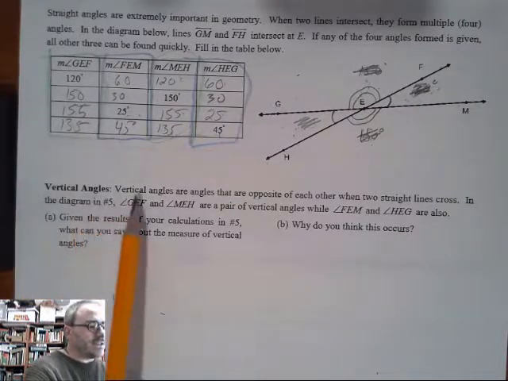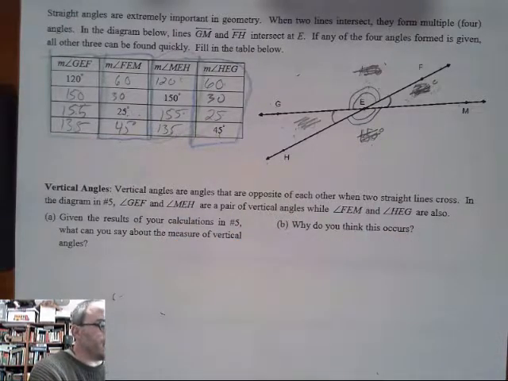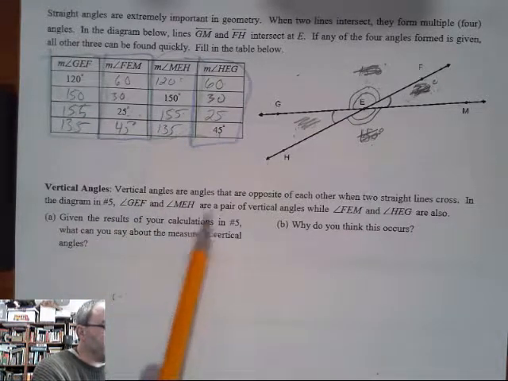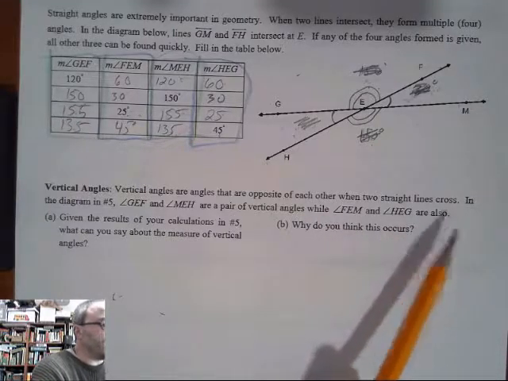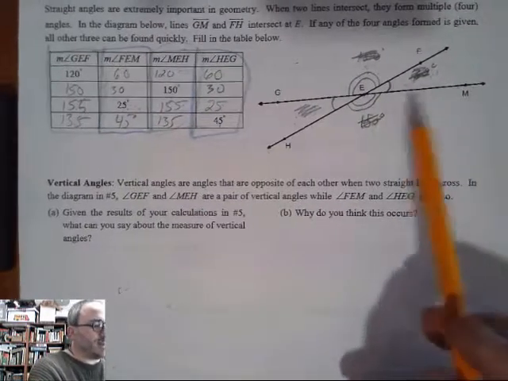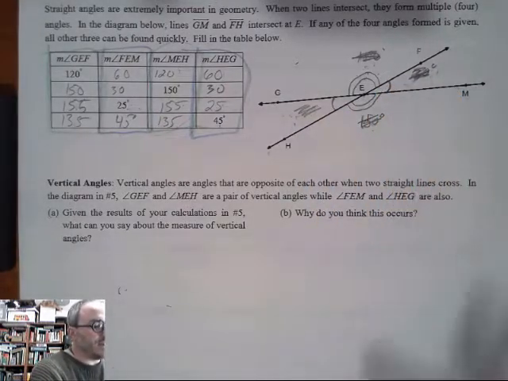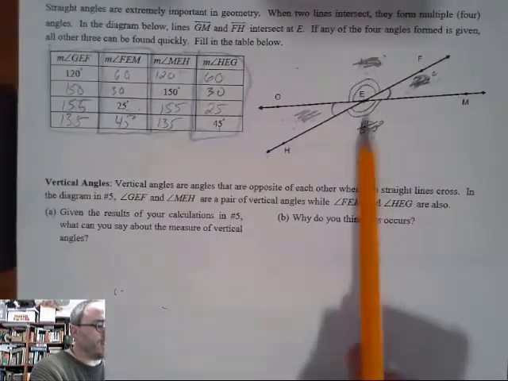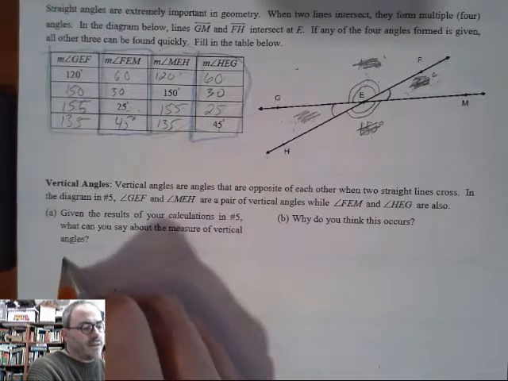Vertical angles are angles that are opposite of each other when two straight lines cross. In diagram 5, angle GEF and MEH are a pair of vertical angles, while FEM and HEG are also. So what it's saying is that these two are vertical angles and these two are vertical angles. Given the result of your calculations in number 5, what can you say about the measure of vertical angles?